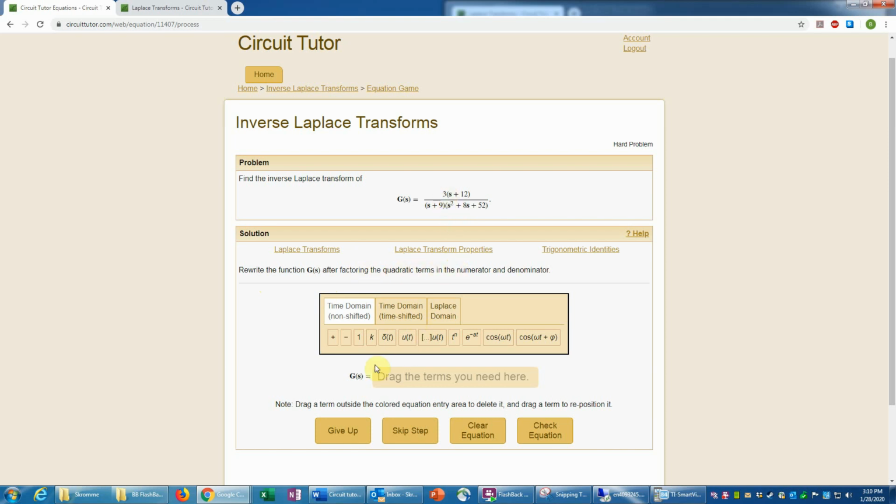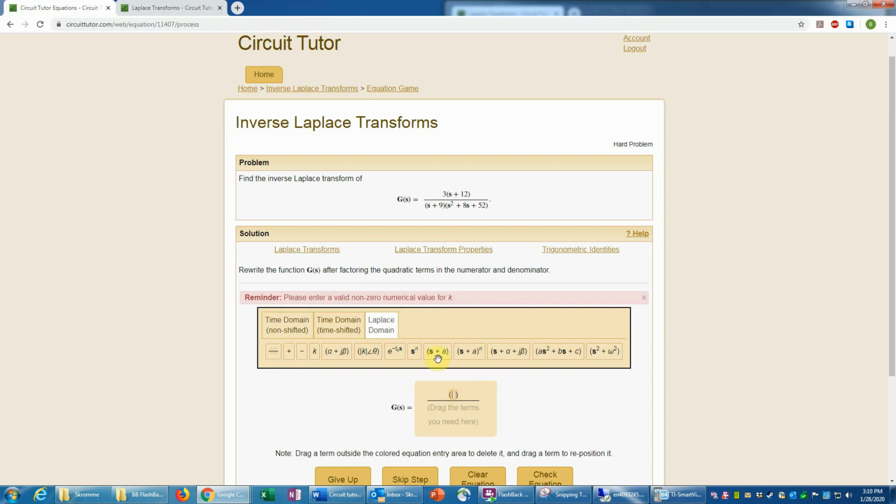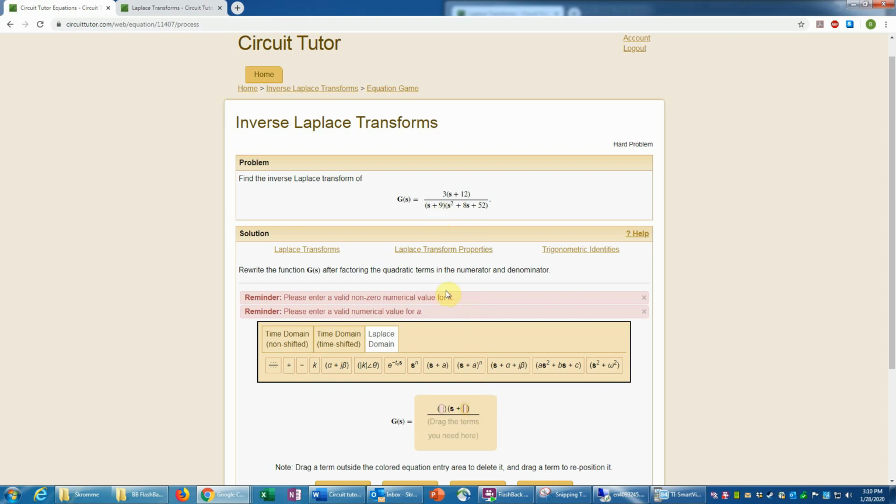So basically, I need to have a fraction, and of course, I'm not going into the time domain. I'm staying in the Laplace domain just to factor that. So I need to have Laplace domain terms. So I go back here, and I'll need a fraction. And then I need a constant, which will be a real constant in this case. It's just 3 times the s plus a term. Oops, upstairs. And then I do need another s plus a downstairs.